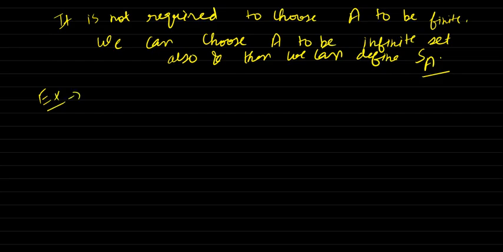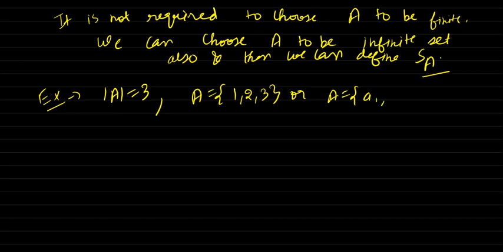If I am saying that the cardinality of A is 3, then by default I am assuming that A is equal to {1, 2, 3}, or I am assuming that A is equal to {a1, a2, a3}. In 99.9% of cases, I will choose A equal to {1, 2, 3}. If I do not mention how A looks, then we will by default assume that A is of the first kind. It means A always looks like 1, 2, 3 up to n if the cardinality of A is n. Okay, since the cardinality of A is 3, then what we have is S_A.